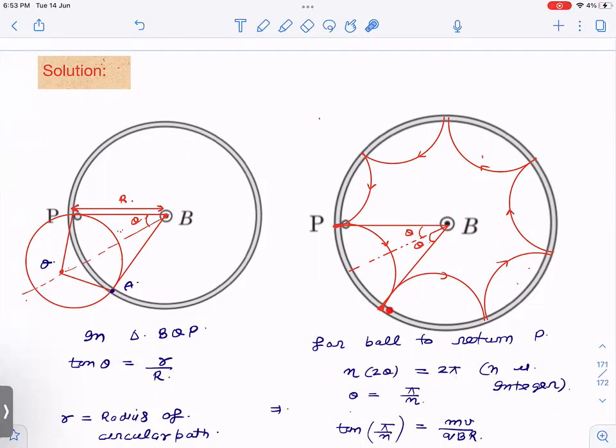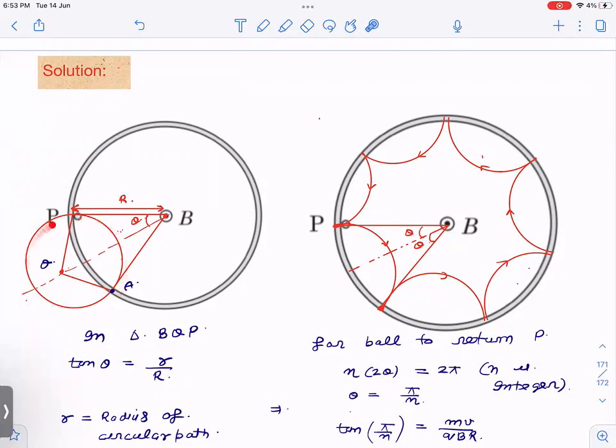So after the first collision, now what happens? It rotates by 2 theta, after the second collision 4 theta. After n collisions, it should rotate by 2 pi. Then only it ends up at the same point. So I'm now going to find theta. To find theta, what do I have to do now?